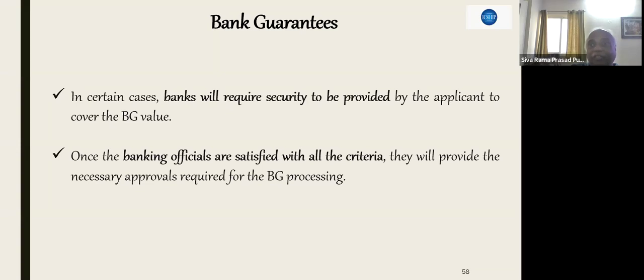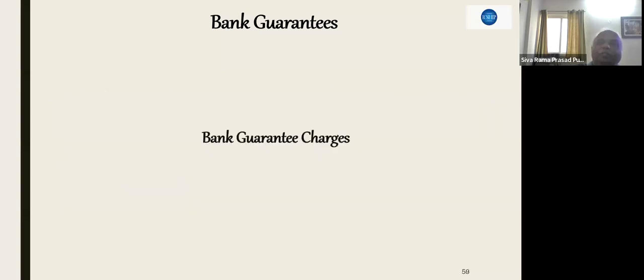Then once it is expired, whether the company has taken back the security offered, the security documents or not, that is also useful. Or the cash margin fixed, but all these things are available in the balance sheet assets, whether it is a fixed deposit or any immovable property, etc. Once the bank officials are satisfied with the criteria, they will provide the necessary approval required for processing the BG. They will give the approval.